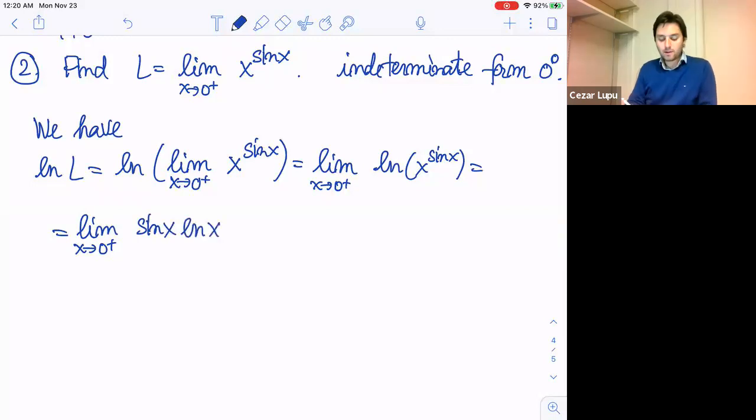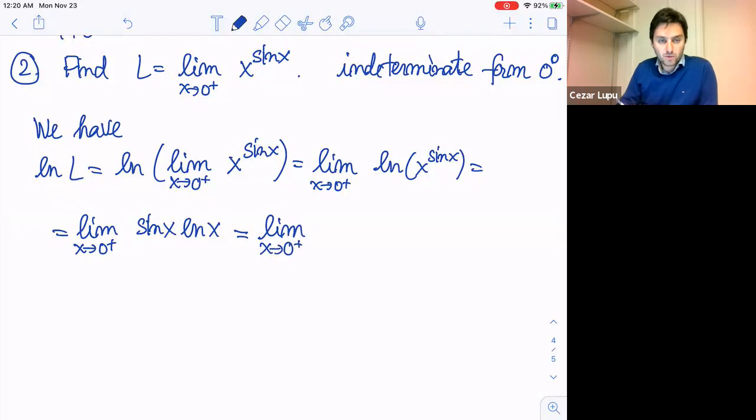All right. Now let's do this again. Sine of 0 is 0. Ln of 0 plus will be negative infinity, so it's infinity times 0. So maybe we should write this in a certain form so that we can apply L'Hopital's rule. We can write it so that we have 0 over 0 or infinity over infinity. And yes, we can do it in the following way.